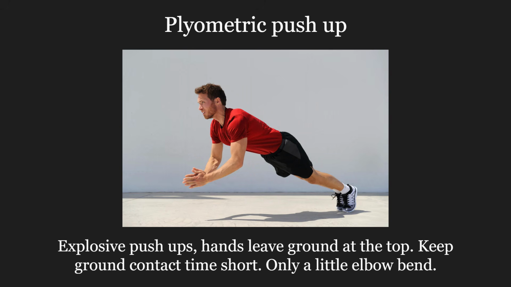Next is an upper body plyometric movement, and that is the plyometric push-up. So you perform explosive push-ups so that your hands leave the ground at the top of the movement. You could clap your hands while you're in the air if you like, and like with all other plyometrics, you want to spend as little time on the ground as possible. So you push off immediately after landing. So you don't need a full elbow bend, only a little bit of elbow bend, so that your hands touch the ground and then you launch yourself into the air again.